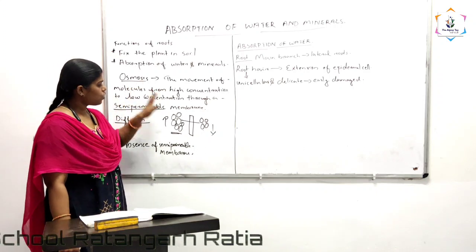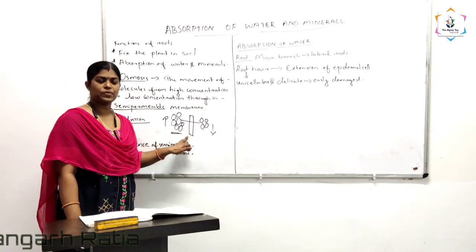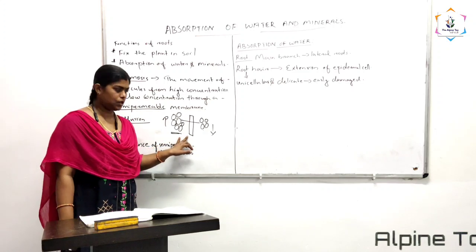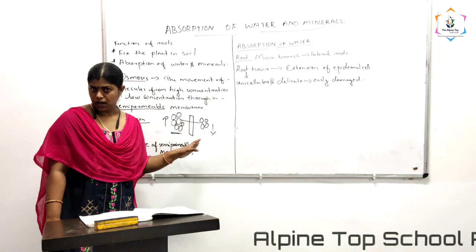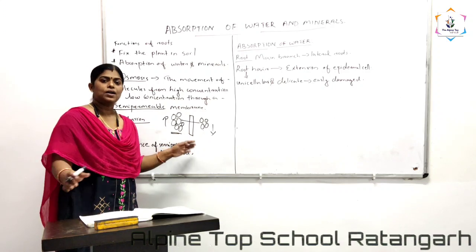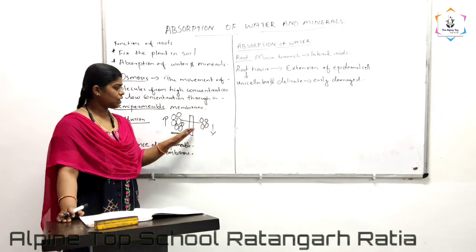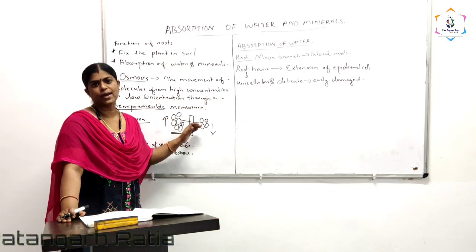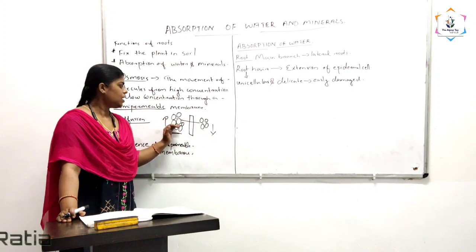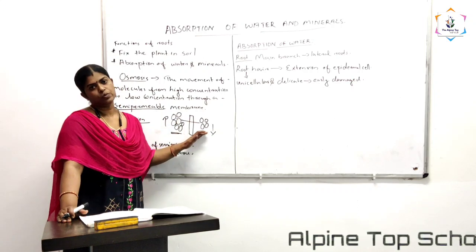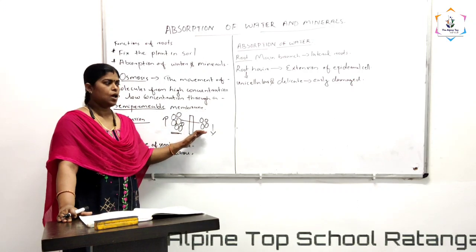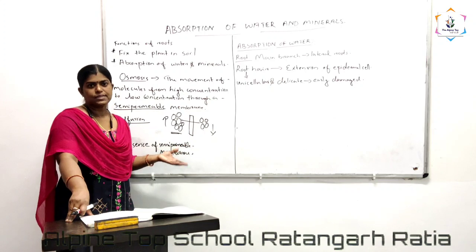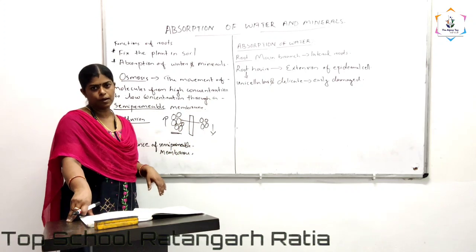Okay, so the movement of molecules from high concentration to lower concentration through a semi-permeable membrane is known as osmosis. By the way, what is a semi-permeable membrane? A semi-permeable membrane is a particular kind of membrane which does not allow all particles to pass through. Okay, it will not allow all molecules to pass through. It has a selection. Only certain materials can pass through the semi-permeable membrane. Our plasma membrane, that is, the cell membrane, is a semi-permeable membrane.